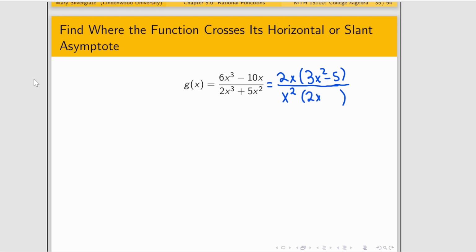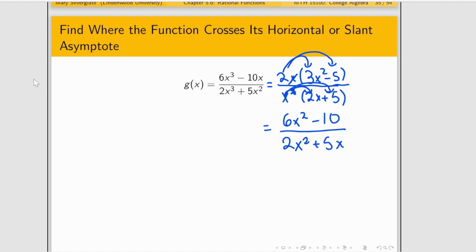5x squared divided by x squared leaves us with plus 5. Now here we can notice what simplifies is x divided by x squared leaves us with just an x down there. And then I do want to go ahead and distribute this back in to set up my long division. So we got 2 times 3x squared is 6x squared. 2 times negative 5 gives us minus 10. x times 2x gets us 2x squared. And x times 5 gets us 5x.